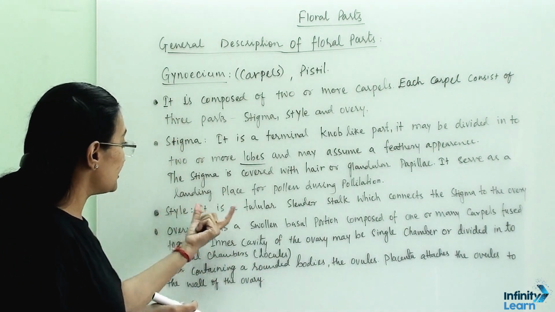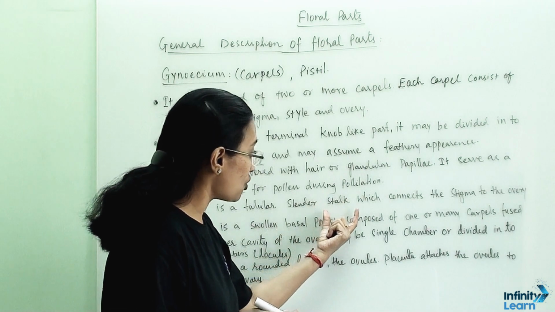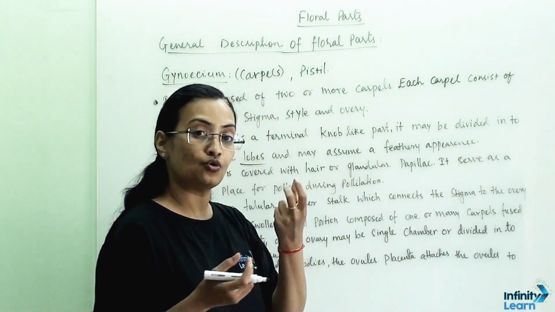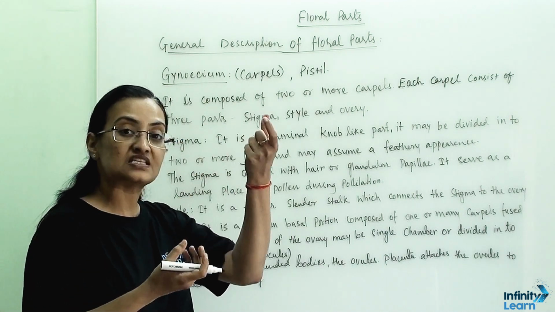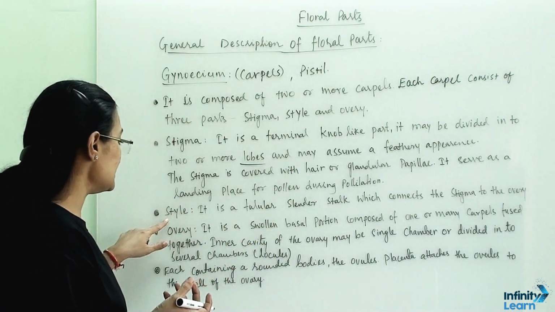Now style. It is a tubular slender stalk which connects the stigma to the ovary. So it is a kind of connecting pipe in between stigma and ovary, and that is the style.